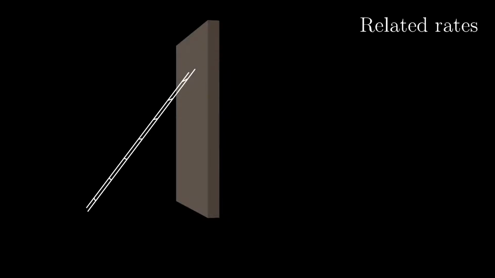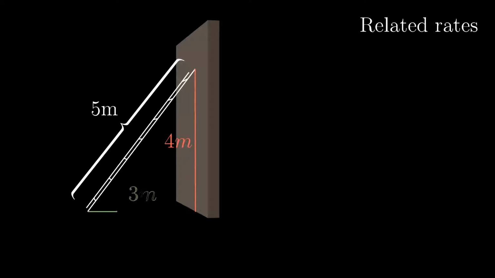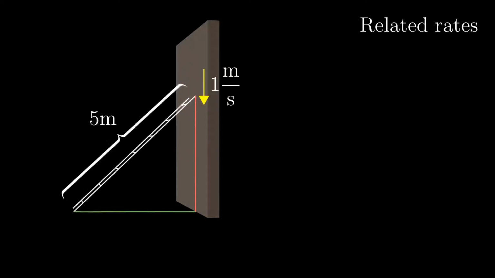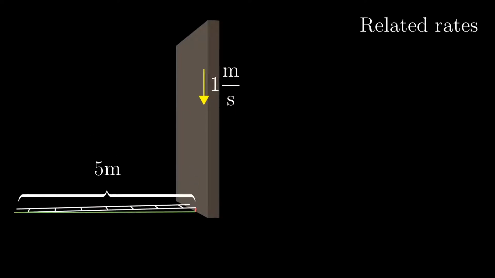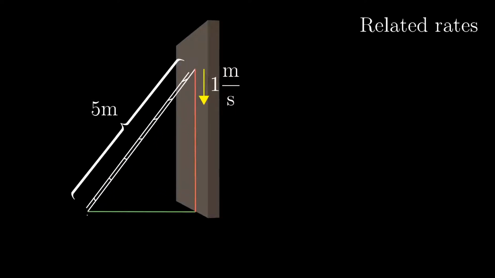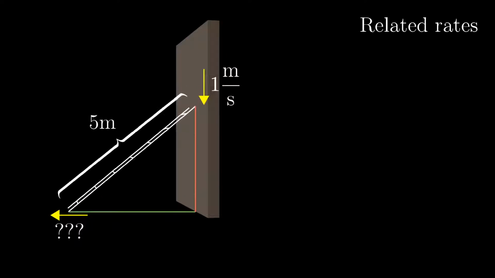Imagine a 5-meter long ladder held up against a wall where the top of the ladder starts 4 meters above the ground, which by the Pythagorean theorem means that the bottom is 3 meters away from the wall. And let's say it's slipping down in such a way that the top of the ladder is dropping at a rate of 1 meter per second. The question is, in that initial moment, what's the rate at which the bottom of the ladder is moving away from the wall? It's interesting, right?